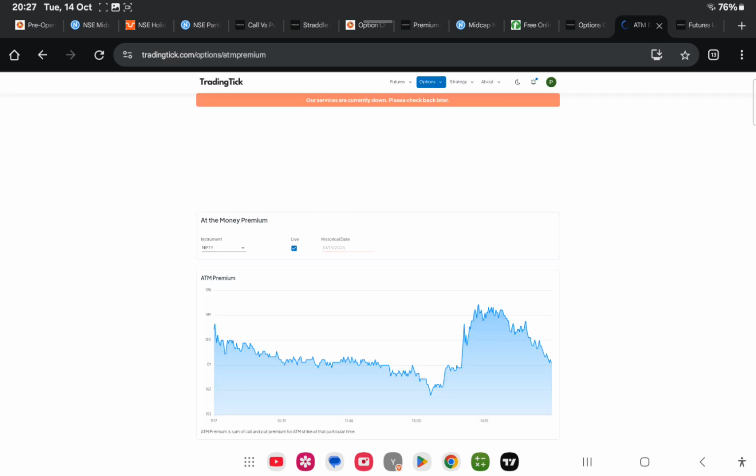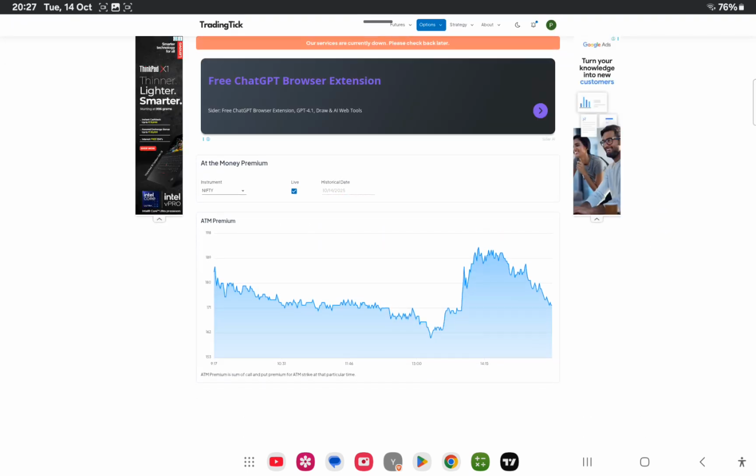When you check for ATM, hopefully this should work. It's showing as live, but I don't know if this is today's data. I don't think so. So they have not updated.